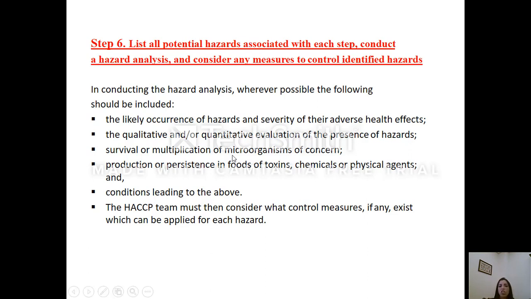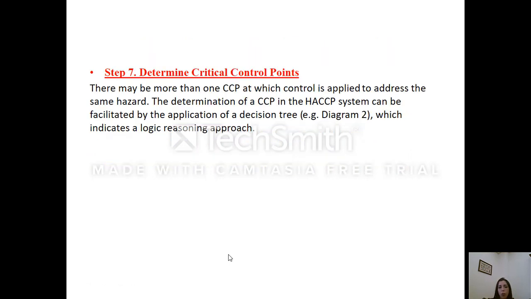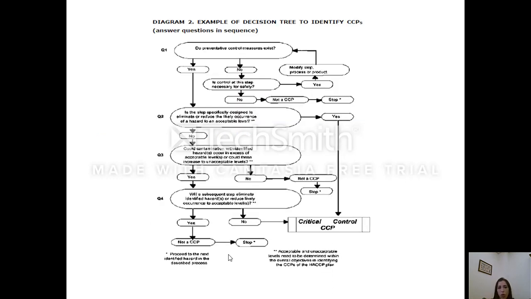So multiplication of microorganisms of concern, the production of toxins, chemical or physical agents, conditioning leading to the above. So the HACCP team must consider all these points. Step number 7 is to determine the CCPs. So keep in mind that every single step is a control point, but we need to make sure whether this control point is a CCP or not. To be able to do so, we will use this flow chart. This is mainly a decision tree. So it's a tree identifying the CCPs, okay?